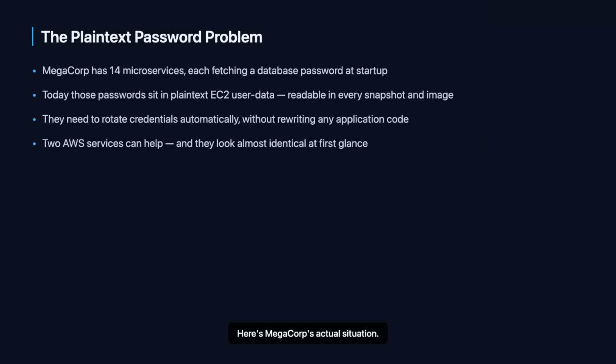Here's MegaCorp's actual situation. They run 14 microservices, and each one needs a database password when it starts up. Right now, those passwords are pasted straight into EC2 user data as plaintext. That means the credential is readable in every snapshot, every machine image, and by anyone who can open the console. On top of that, the security team wants those credentials to rotate automatically, and they don't want to rewrite 14 applications to make it happen.